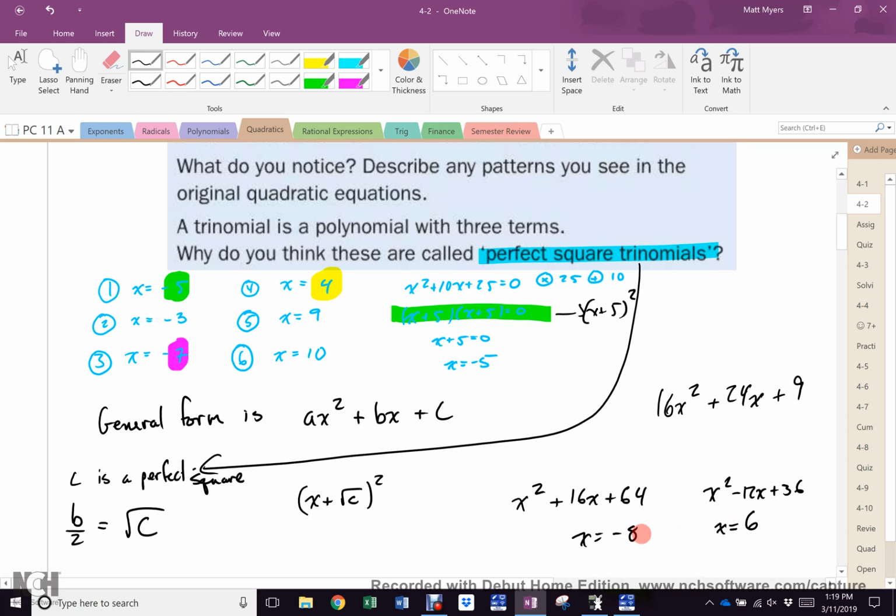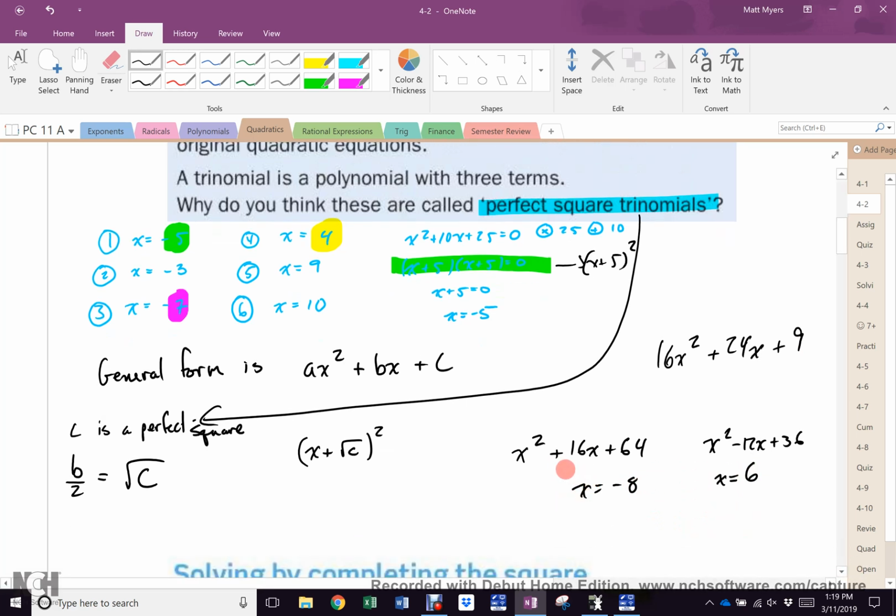Why did you know these two were negative 8 and positive 6? What'd this guy become? X plus 8, or x plus 8 squared, right? What'd this guy become? X minus 6, or x minus 6 squared, right? What's this guy going to become? 4x plus 3 squared, which means x equals negative 3/4. Everybody cool?